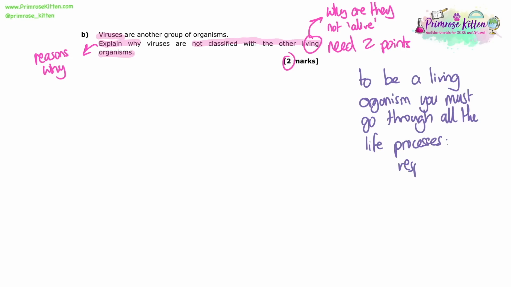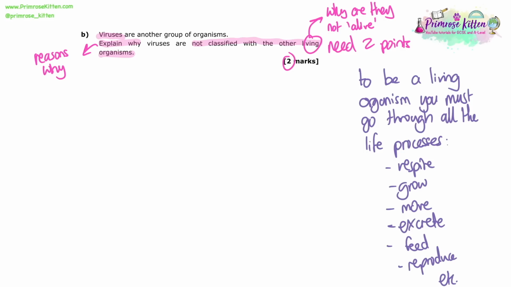So to be a living organism, you must be able to carry out all of the living processes or life processes. This might be something you've learned as Mrs Gren to help remember it back when you were doing Key Stage 3. So living organisms have to do things like respire, grow, move, excrete, reproduce, and importantly reproduce like themselves. Feed, so take in nutrients, they've got to do all of these things. And the main reason why viruses are not considered alive or don't get classified with everything else is that they do not do most of these things on this list.